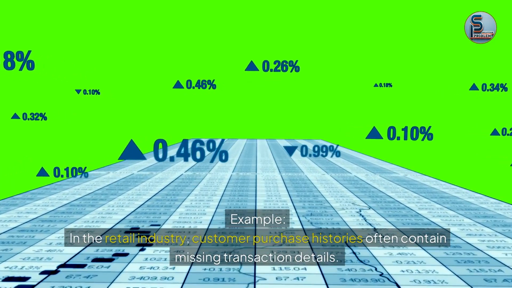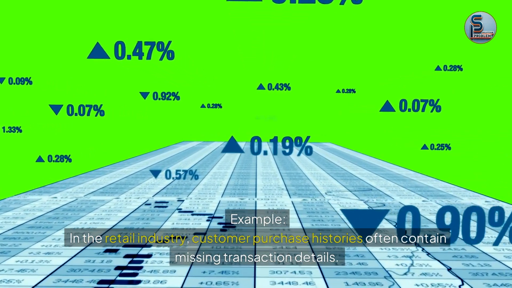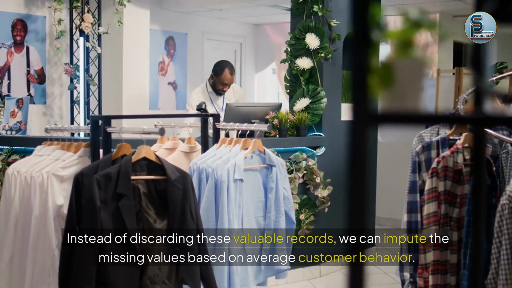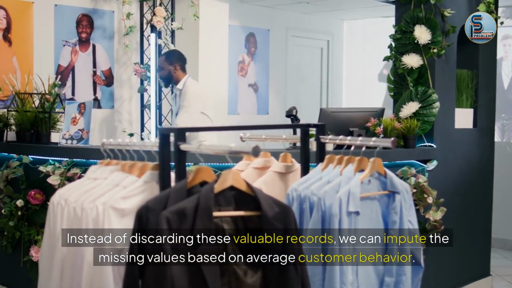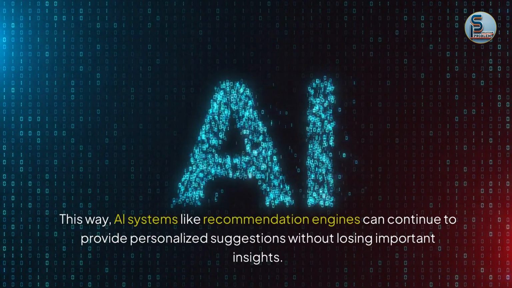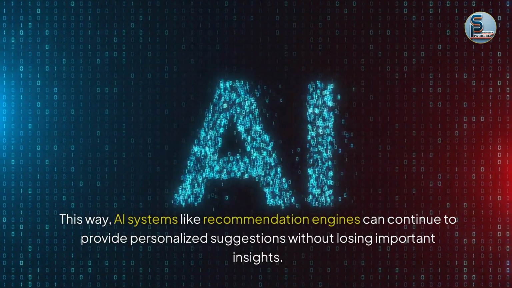Example. In the retail industry, customer purchase histories often contain missing transaction details. Instead of discarding these valuable records, we can impute the missing values based on average customer behavior. This way, AI systems like recommendation engines can continue to provide personalized suggestions without losing important insights.